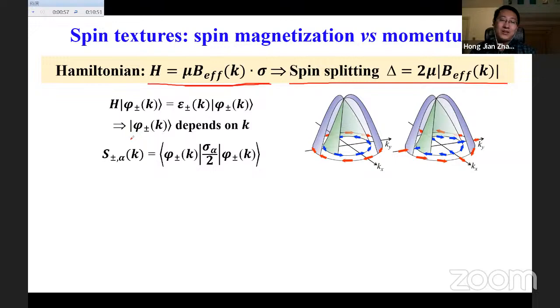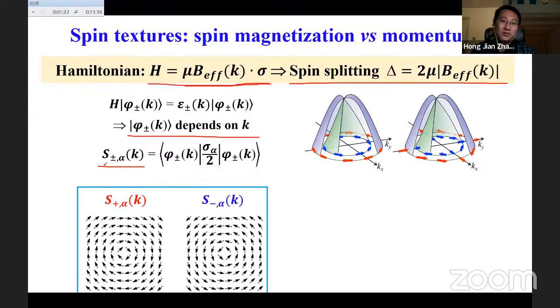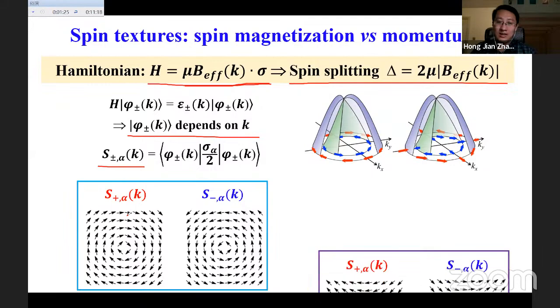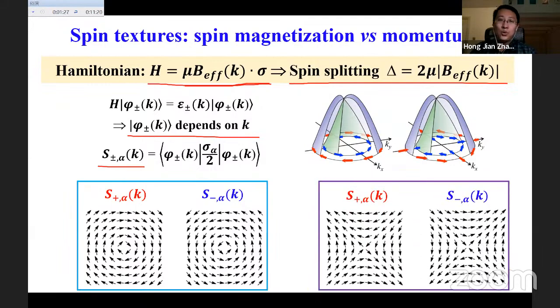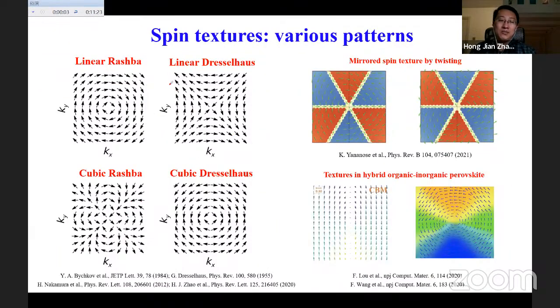Here, by solving the equation, you will see that the spinor quantum states typically depend on electronic momentum K. And having this state, we are able to define an expectation value with respect to the spin operator. So this is the spin magnetization of the electrons, and it is a distribution in K space. And the distribution of spin magnetization in electronic momentum space is called a spin texture. So for example, we can have a spin texture like this and like this. There are various different kinds of spin textures.